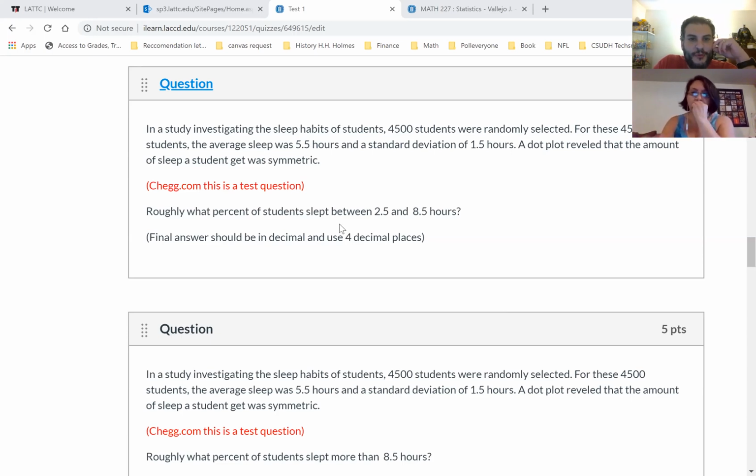All right, so that's one of the announcements. From now on, if it says final answer should be in decimal, there shouldn't be any more confusion. This means I want it in decimal form, not in percent. If I want it in percent, I'll let you know. But for the most part, I'm going to want it as a decimal.